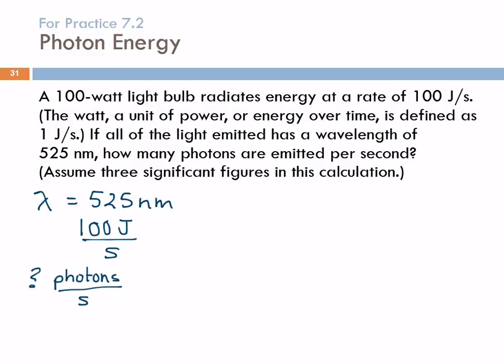What can we do with this? 1 joule per second. Yeah, we have 1 joule per second, so this has something in common with this. If we could figure out how to convert joules to photons, we just looked at an equation that relates the energy of a photon to its wavelength or its frequency. So the energy of a photon equals Planck's constant times the speed of light over the wavelength. That would give us the energy of the photon.